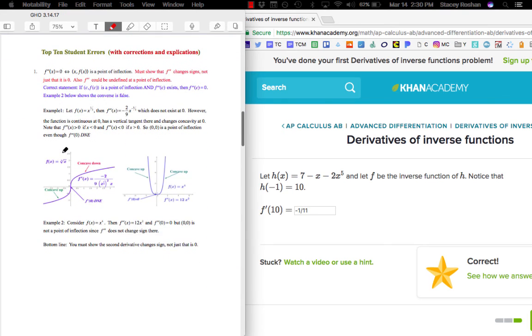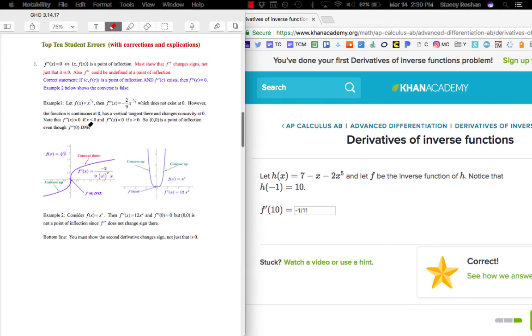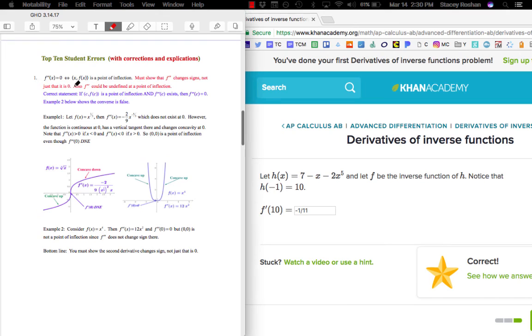Next up, let's just really quickly go over some of these common errors. Remember, if you want to show a point of inflection, you must show that f double prime changes sign. F changes concavity, f double prime changes sign. That is a point of inflection. You cannot just say it equals 0. You must actually show that it changes sign.